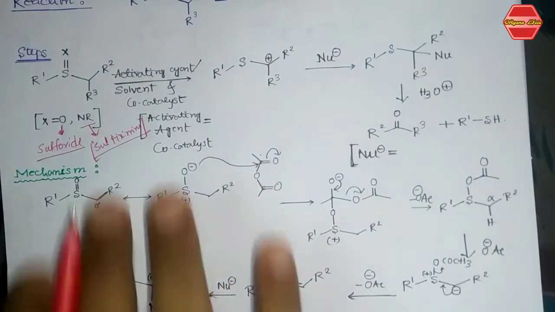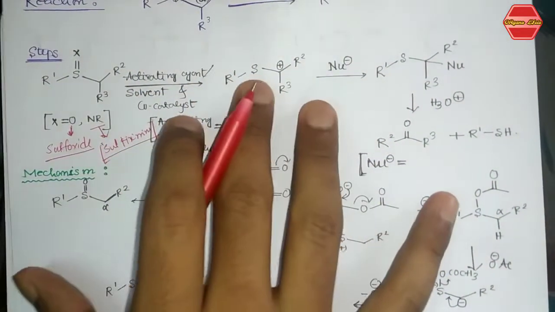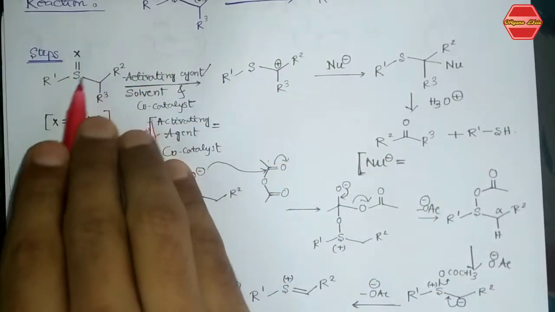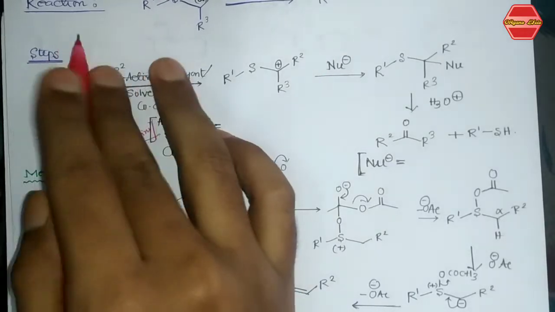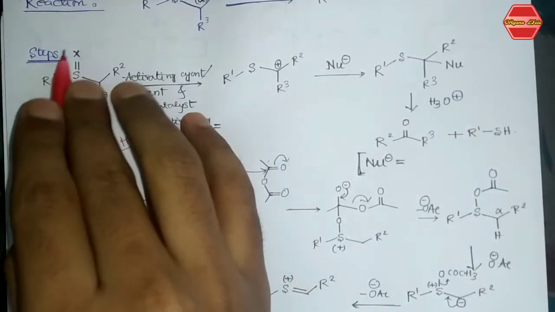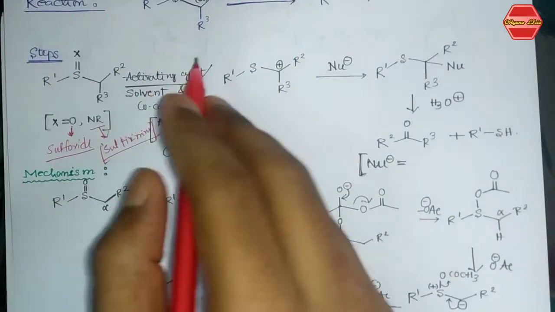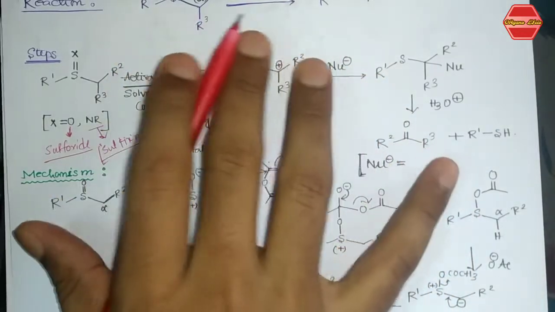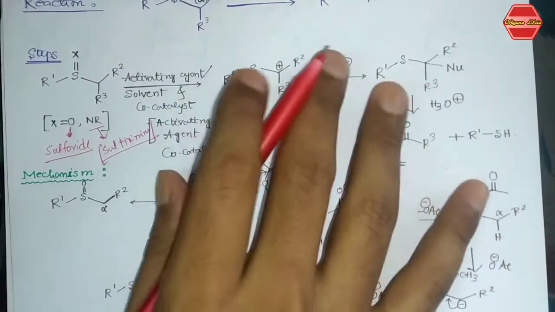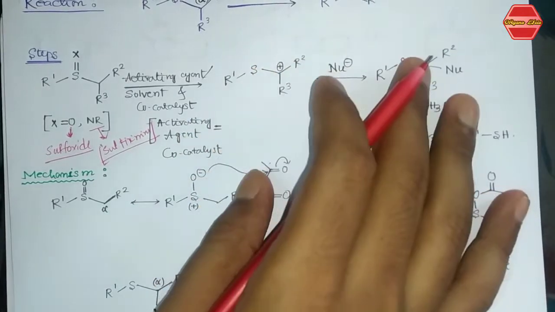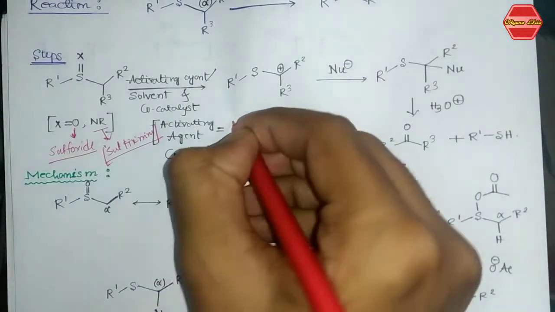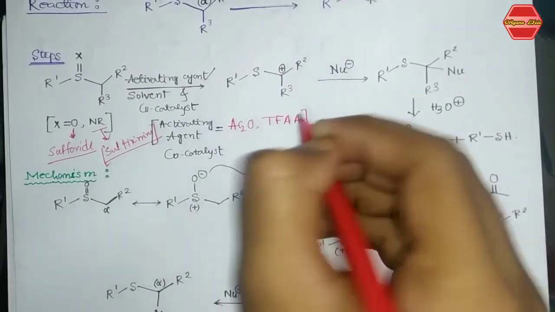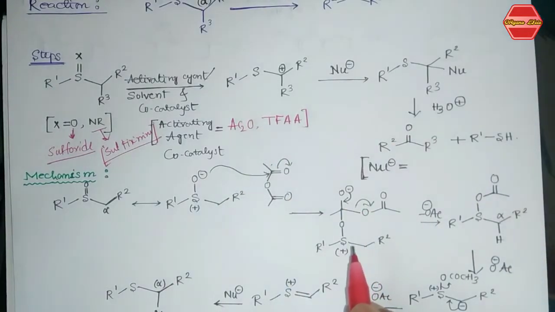Now what is the activating agent? Why is this activating agent needed for this reaction? Just for activating this S=O bond, if X is O or something else. Now the activating agent generally used is Ac2O, that is acetic anhydride, or maybe trifluoroacetic anhydride. I have written over here, activating agent is Ac2O or TFAA, that is trifluoroacetic anhydride. Basically these two are used more prominently.